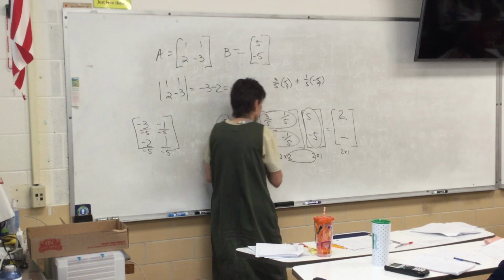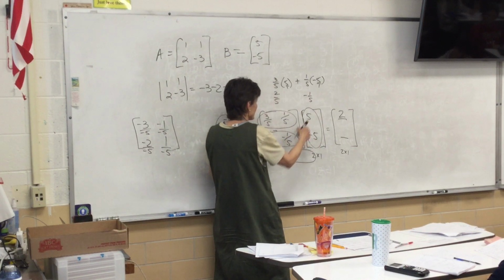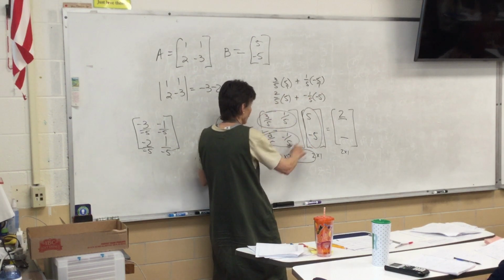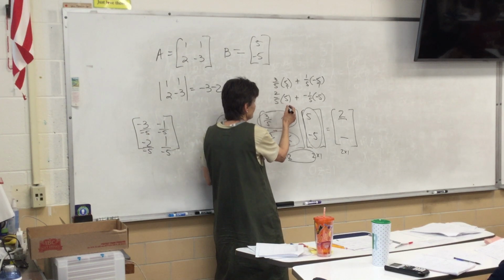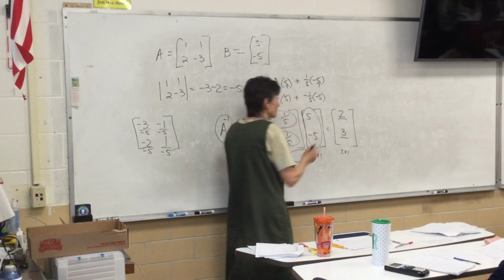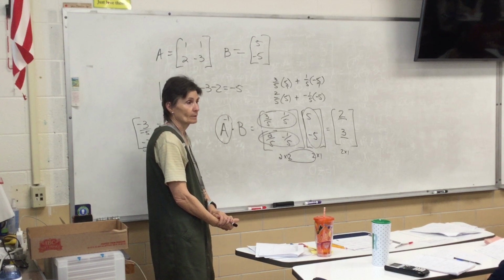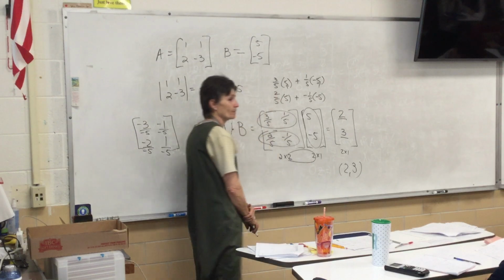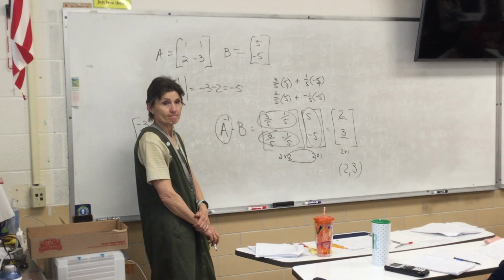And then take these two, 2/5, negative 1/5, times 5, negative 5. So row times column. So that's going to be 2 plus 1, plus 1, I think. Isn't that going to be 3? 2 plus 1? And that's the answer to the problem. 2, 3. That's the answer to the problem. Okay, Ethan? You okay with that?